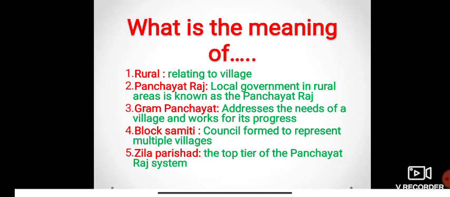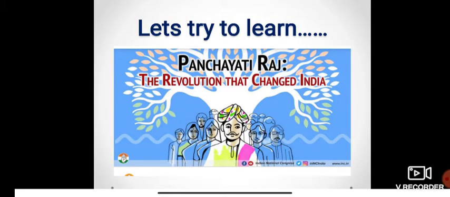Under the local governing bodies, or the local government, it generally functions in 3 tiers. Zilla Parishad works at the top tier, which means it is on top among the 3 tiers of the local governing system. I hope you are now clear with the meaning of the 5 points. So let's get started and learn the Panchayati Raj system.